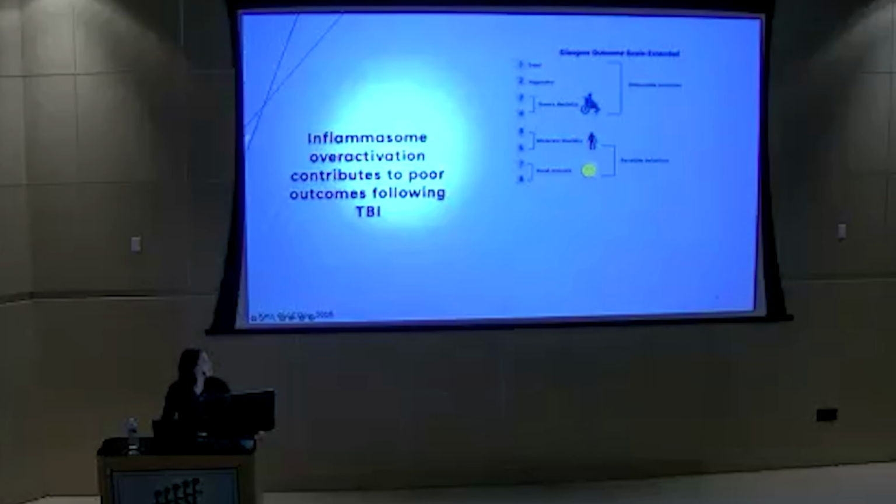This is the Glasgow Outcome Scale Extended, which is a score that I mention a lot throughout my talk, so I'll introduce it now. This is a score that's given to patients when they're discharged from the hospital to indicate their recovery, as well as at their follow-ups, so 3 months, 6 months, 1 year. It's on a scale from 1 to 8, 1 being the patient passed away, and 8 means good recovery.